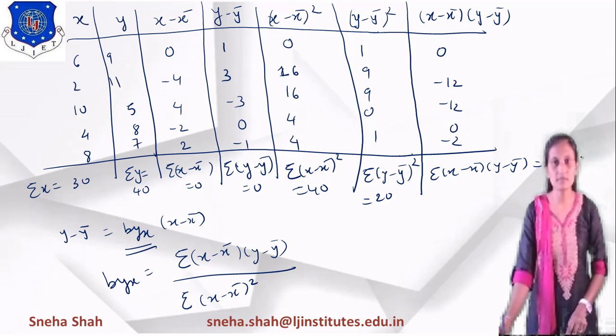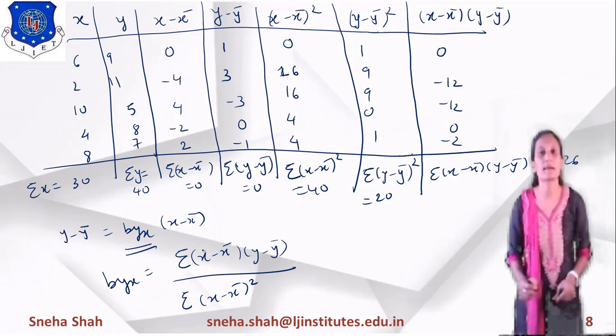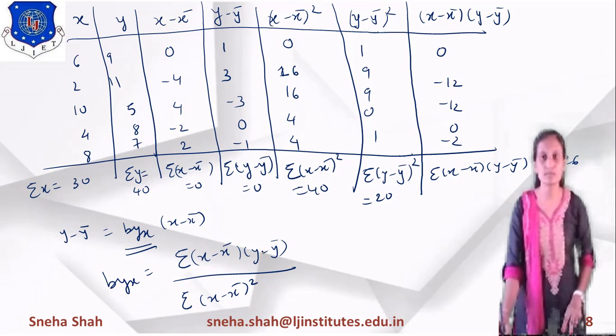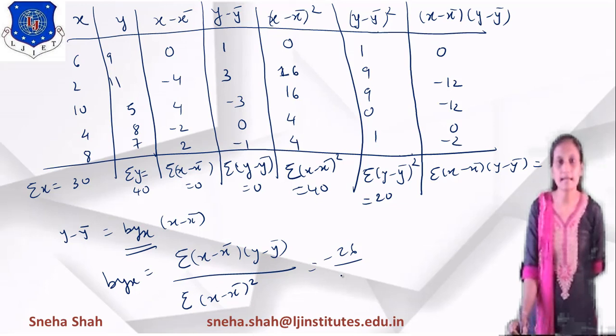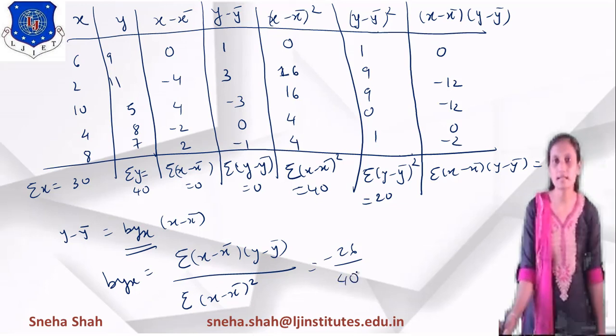So this way we can find out all these values, and now we will put all these values in this equation. You can see that the value of summation (x minus x bar)(y minus y bar) equals minus 26. So over here I am putting minus 26 divided by summation (x minus x bar) whole square, its value equals 40, right? So minus 26 divided by 40. Its answer equals minus 0.65. So this way we can find out the value of Vyx.